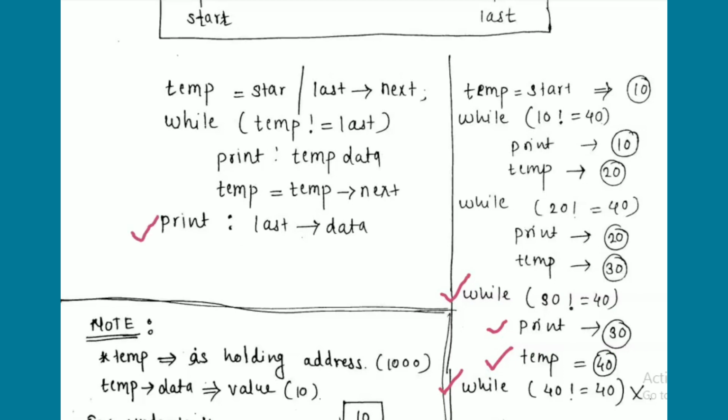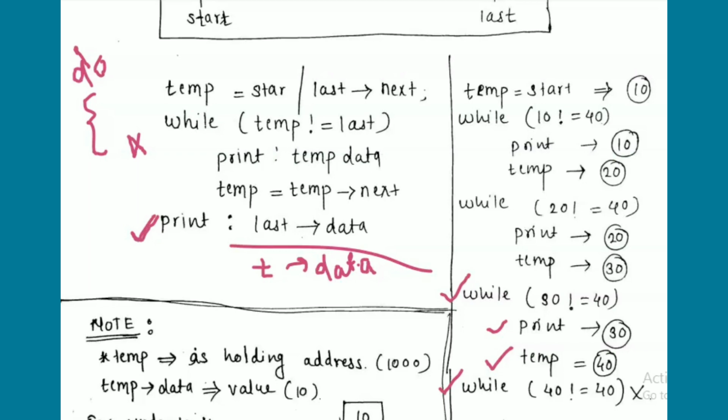After that, we will print the last data, or you can go with temp data also. Both will give the answer 40. So here we are using the while loop to traverse the linked list up to the second last node, and we are printing the last node data separately. The reason is that we have a connection from the last node to the start node. So instead of using this while loop, you can go with the do while concept. It will be easy and there is no need for printing the last data separately. We will check it during our implementation part.